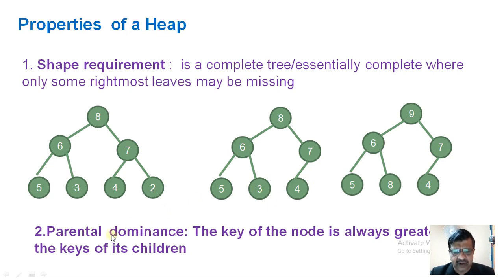Another important property of a heap is parental dominance. That is, the key of the parent node is always greater than or equal to the keys of its children. So with this definition, this can never be considered a heap, because here is the parent node with the key value equal to 6, and it has a child with the key value equal to 8. And these are the two important properties that are to be satisfied in order to call a tree a heap.